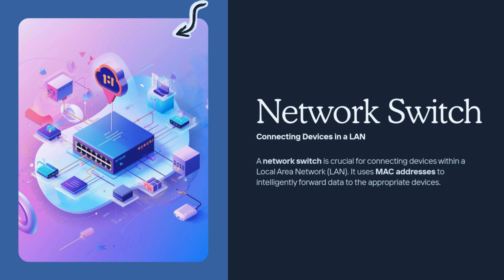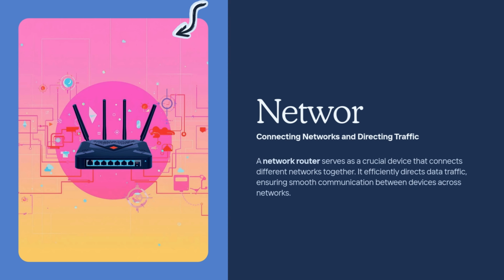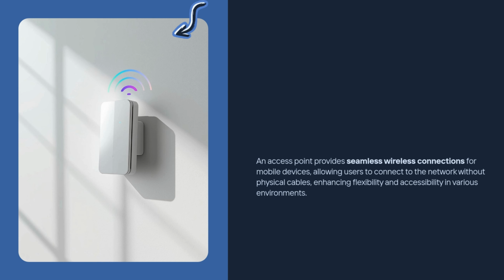Now, what's a switch? A switch is used inside a local network. It connects many devices together like computers and printers and lets them communicate directly. What is a router? A router connects different networks. The main job of a router in your home is to connect your devices to the internet and direct the data to the right destination.